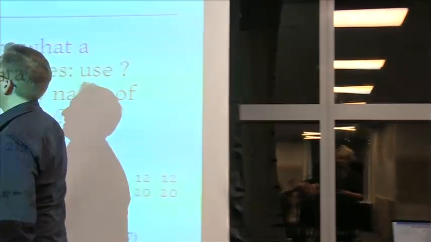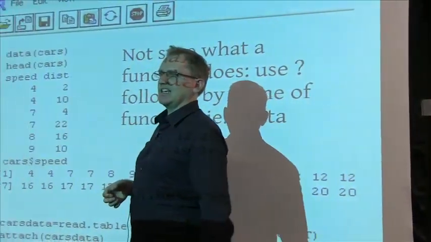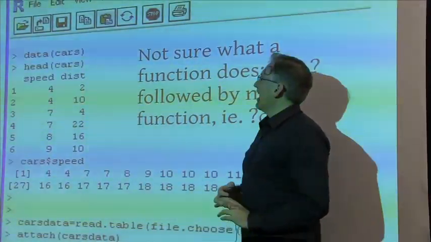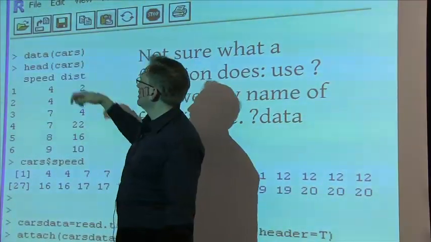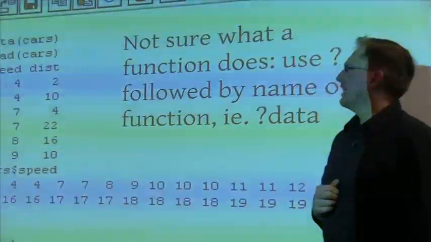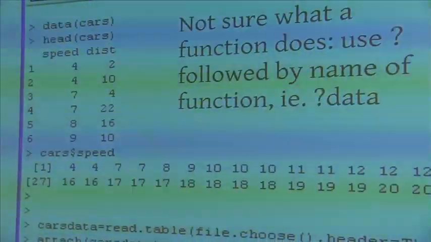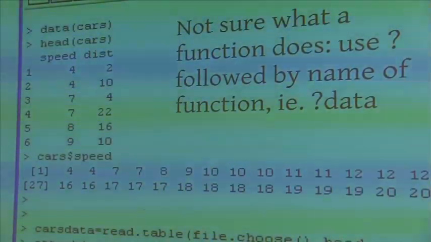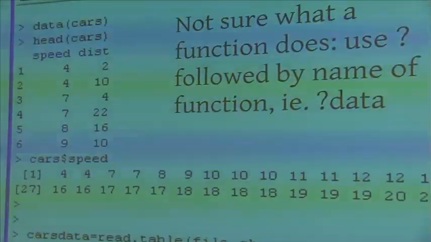What we are going to do though is use built-in data sets. R has a number of built-in data sets. The one that we're going to use is called cars, and it's got some speed and distance figures. If we type in data bracket cars, that's going to tell R that we want to access this built-in data set cars.